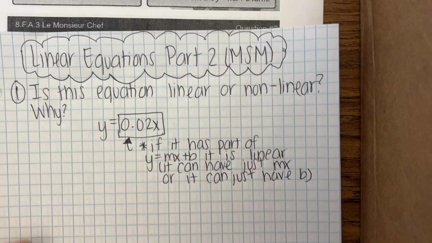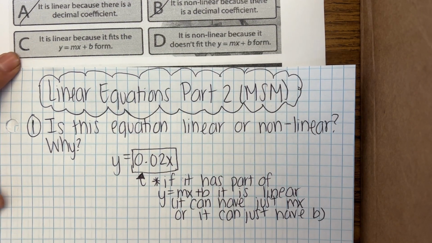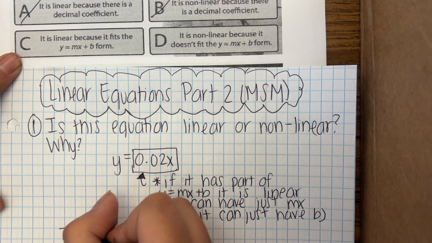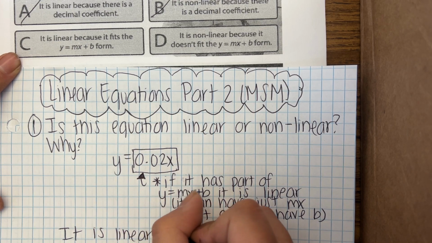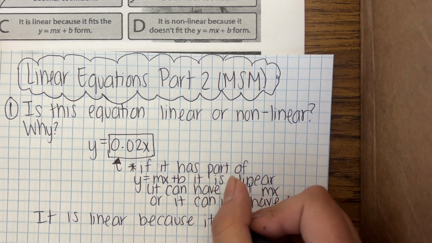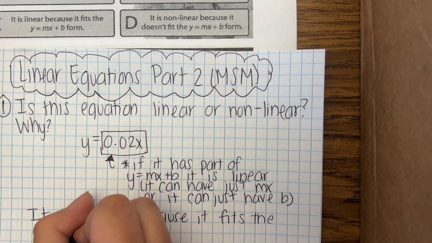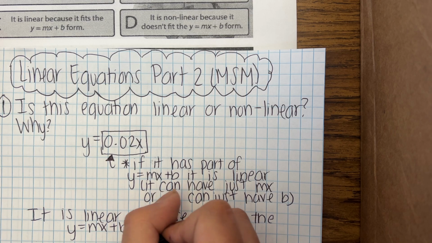So our choice would be which one? C or D? C, right? So I'm going to put it is linear because it fits the y equals mx plus b form.